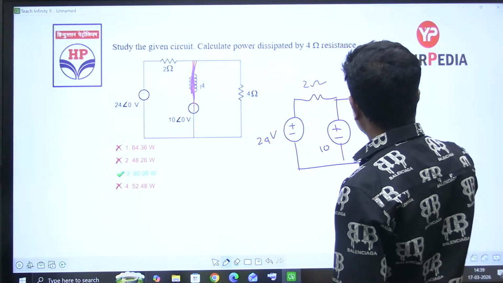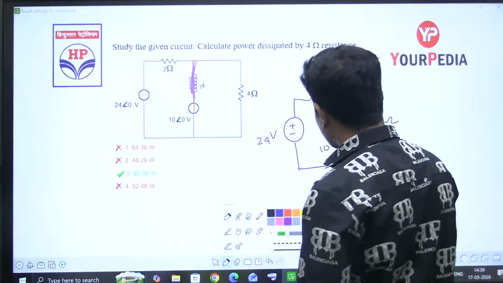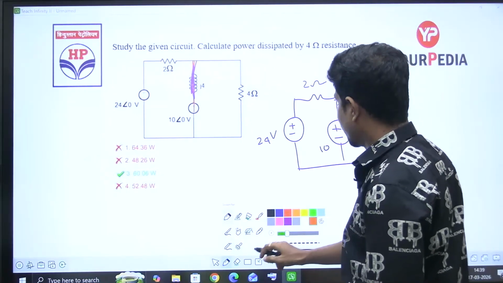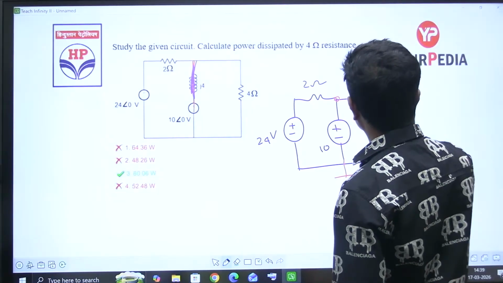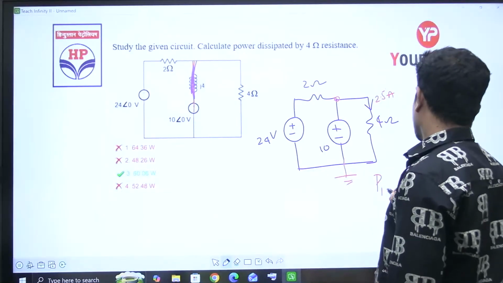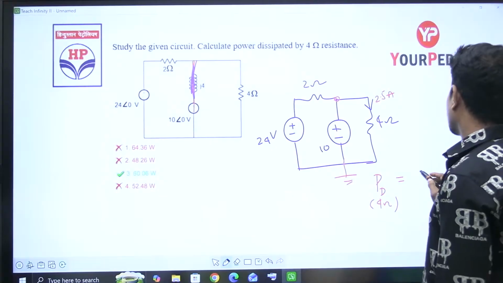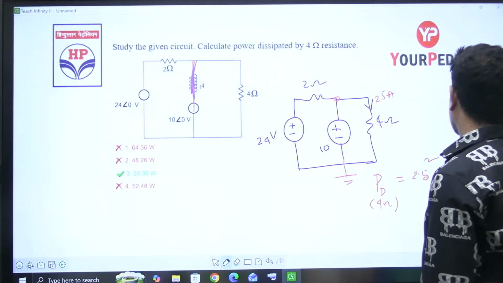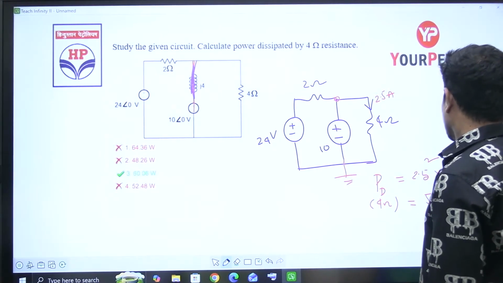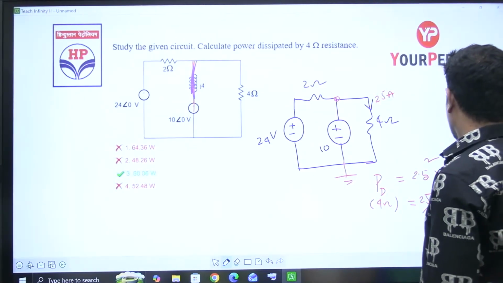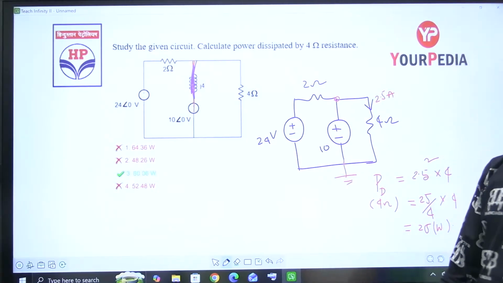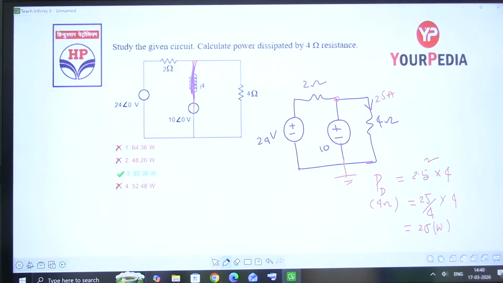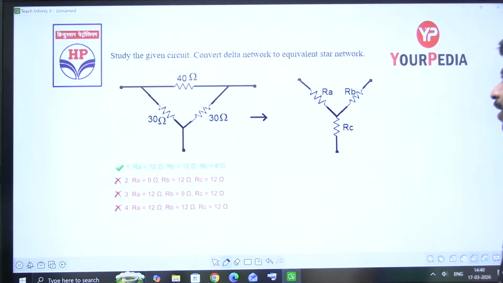Now, he's asking what is the power dissipated by this? Let's find the current in that. How to find? Very simple. This voltage is 10. 10 divided by 4 is 2.5 amperes. So power dissipated by 4 ohms is equal to I square R, 2.5 whole square into 4. How much is 5 by 2 whole square? 25 by 4 into 4, this is simply 25 watts. Clear?